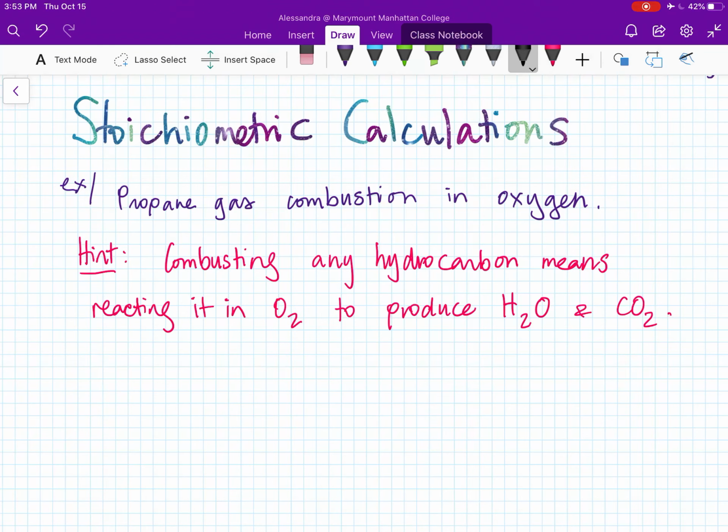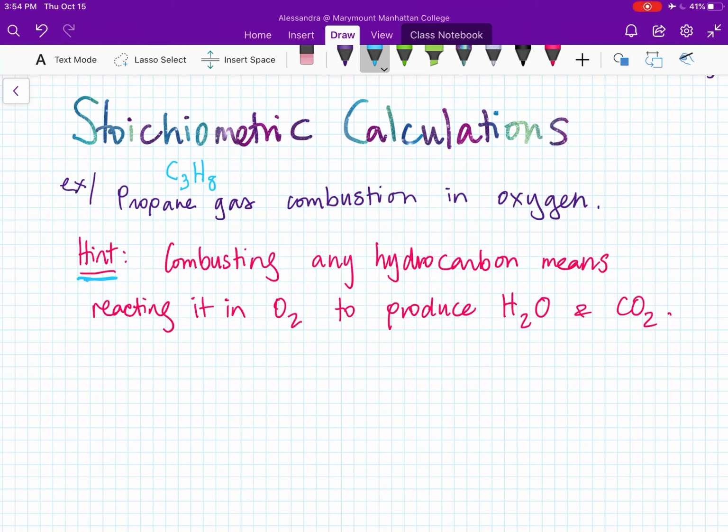All right, so now let's combine everything we've learned so far in this chapter to do some stoichiometric calculations. In this example, I want us to combust propane gas in oxygen. Propane is a hydrocarbon fuel, and it has the formula C3H8. So when I say combustion in oxygen, what I'm talking about is burning in oxygen.